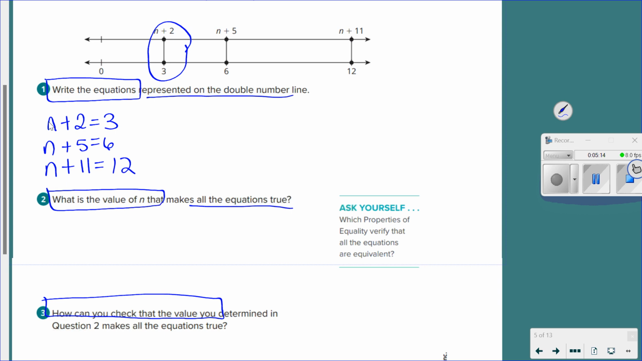Good job. Now, we need a value for n that will make all of these true. So, what plus 2 would equal 3? 1. So, in the first one, we say n equals 1. Okay. What plus 5 equals 6? 1. Okay. What plus 11 equals 12? Do you notice a pattern? Yes, when the equations are on the same double number line, the variable should be the same. It should not be different each time. If it's 1 for 1, it should be 1 for all. Does that make sense?